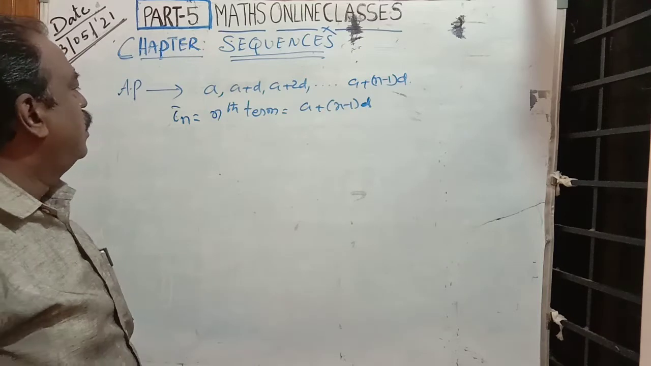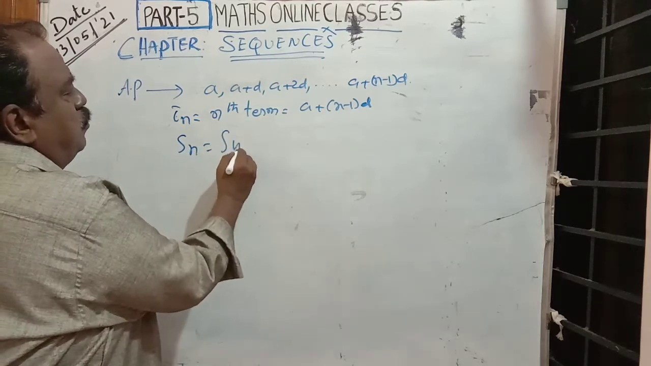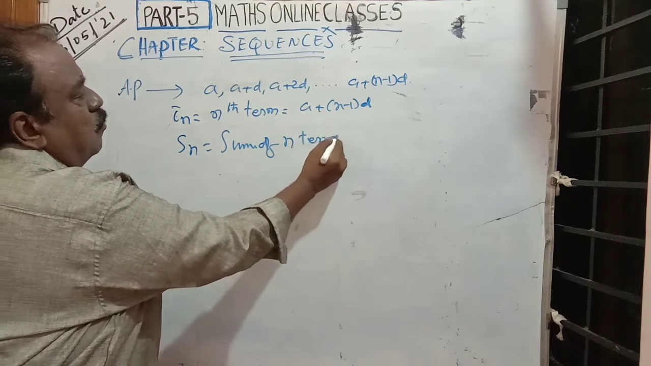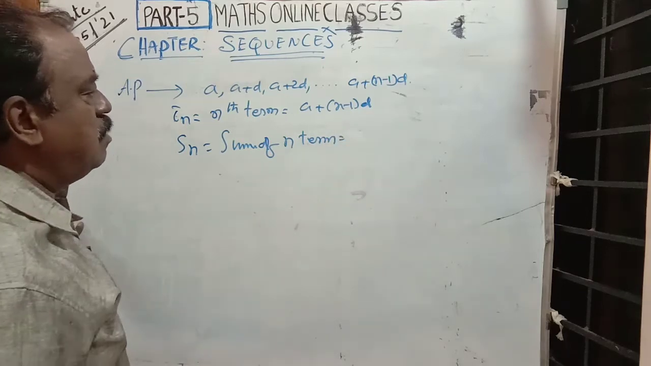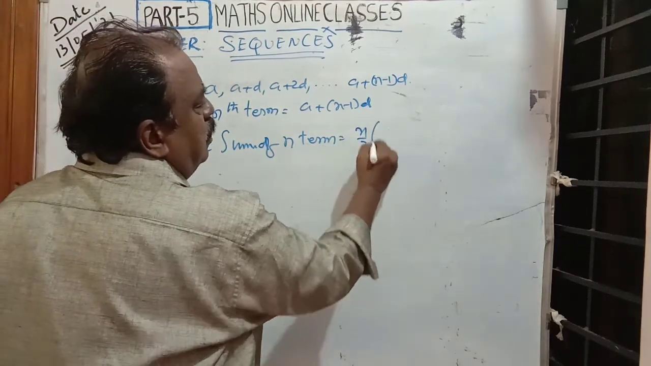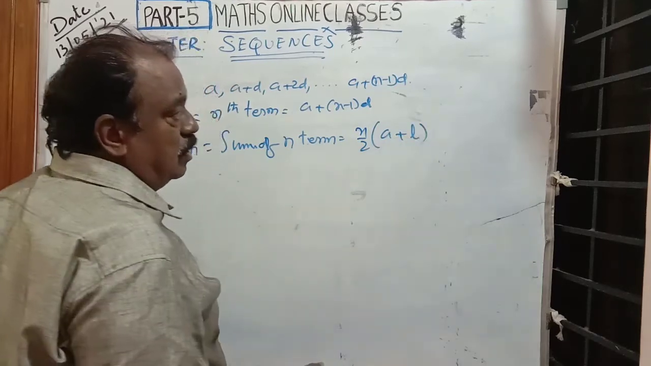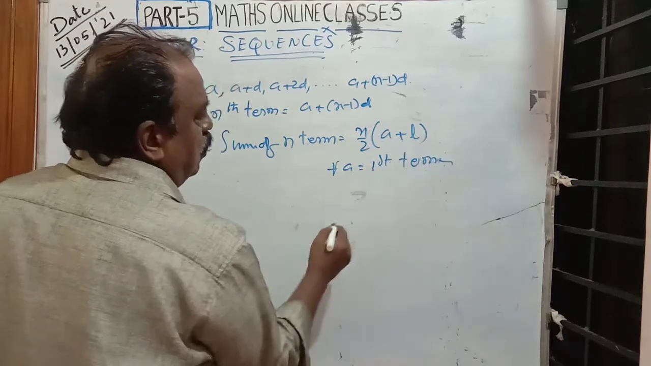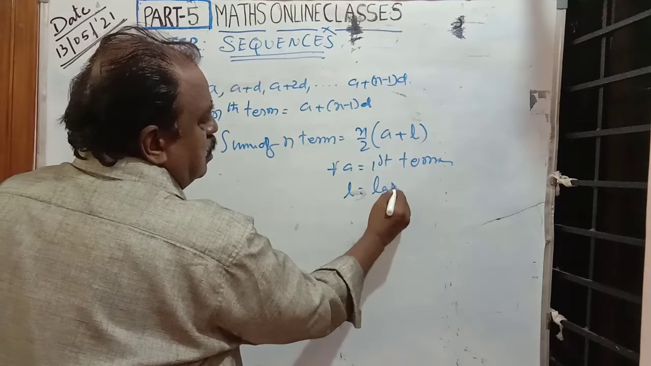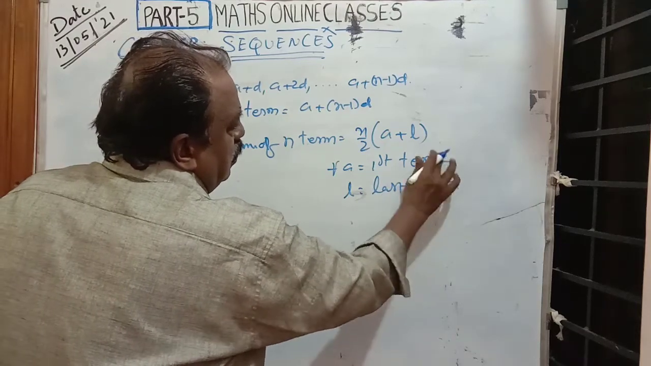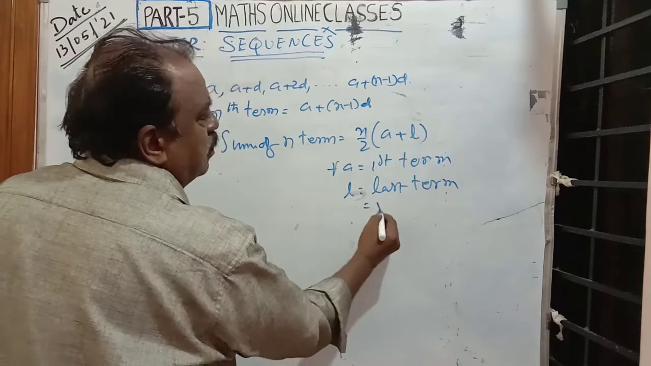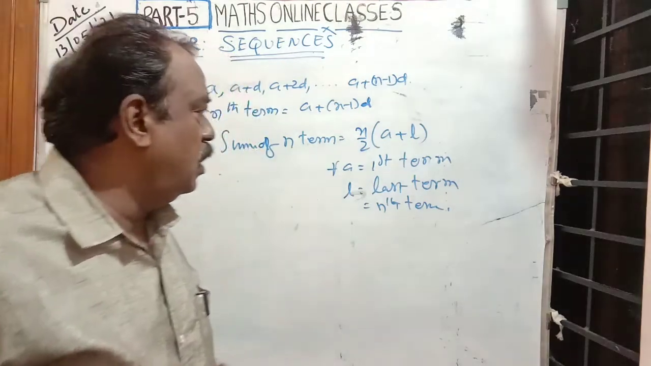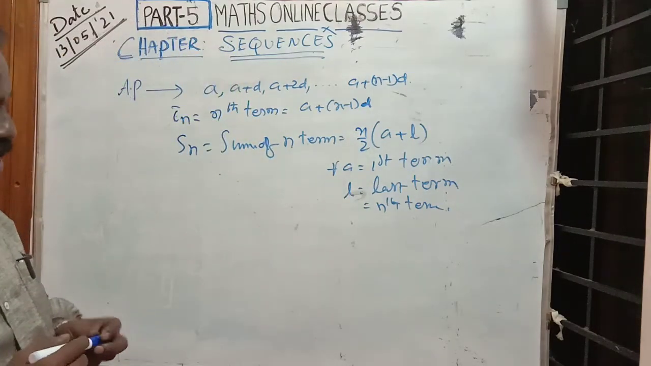That is the notation. And Sn is the sum of n terms. It is n by 2 of (a plus l), where a is the first term and l is the last term. Last term means the nth term, because we ended there only. We learned about this already.